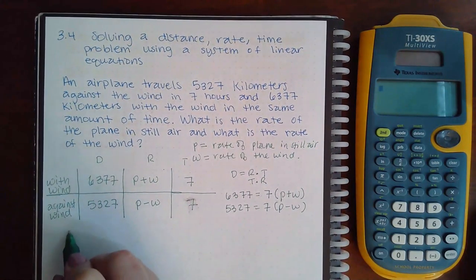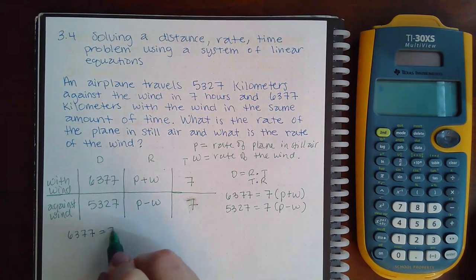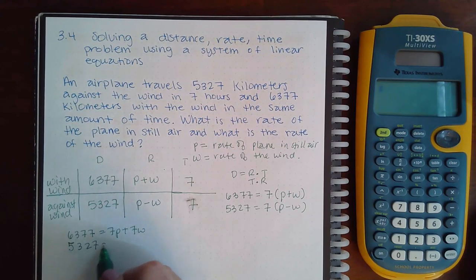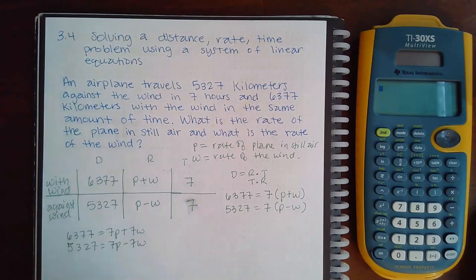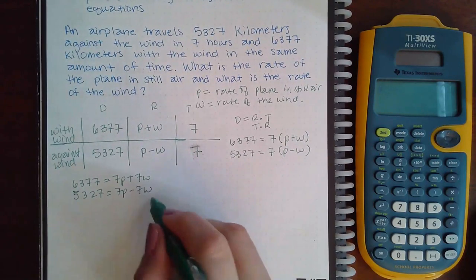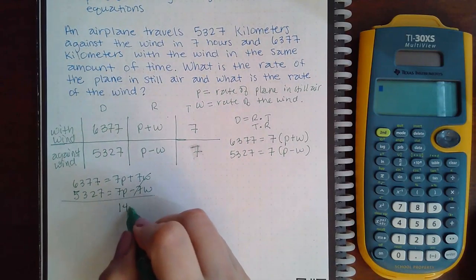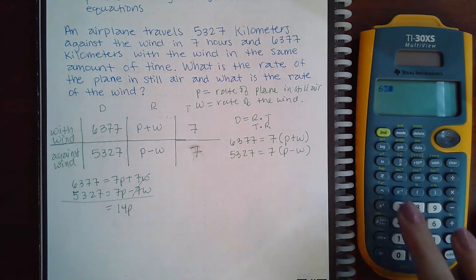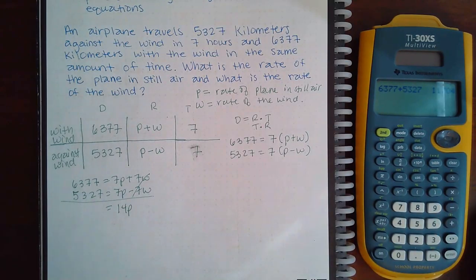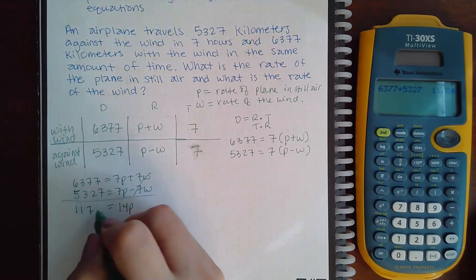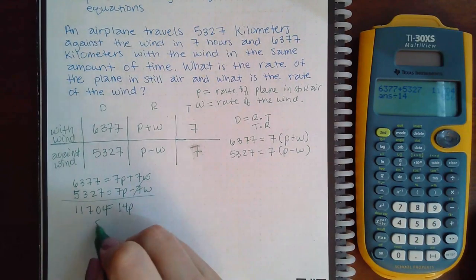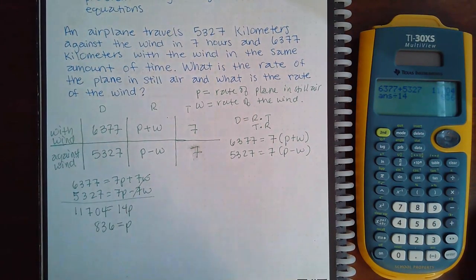So if I do in fact distribute that 7 on both the top and the bottom, I get these two equations. And these are actually already set up for the elimination process. These will cancel. I will get 14P and 6,377 plus 5,327 is 11,704. And so then if I take that and divide it by 14, I get 836. So P is equal to 836.